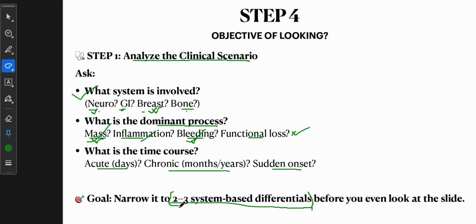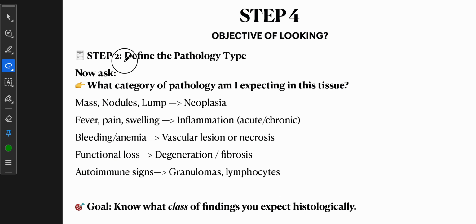Now you have a differential diagnosis. We'll talk about this with many examples in the upcoming examples, so you get a clear picture of this. And also in step 2, you have to define the pathology type. Now, what category of pathology am I expecting, right?